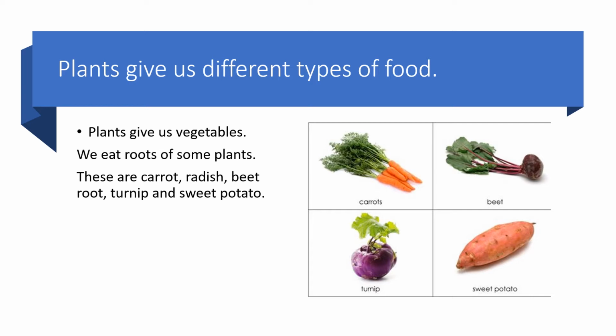C-A-R-R-O-T, carrot. R-A-D-I-S-H, radish. Children, pay attention to the spellings. B-E-E-T, beet. R-O-O-T, root, beetroot. T-U-R-N-I-P, turnip. S-W-E-E-T, sweet. P-O-T-A-T-O, potato, sweet potato.